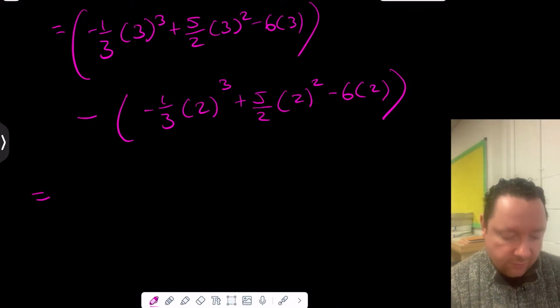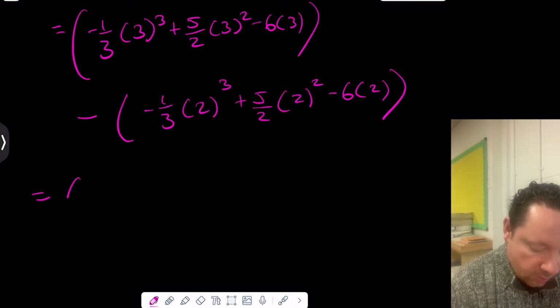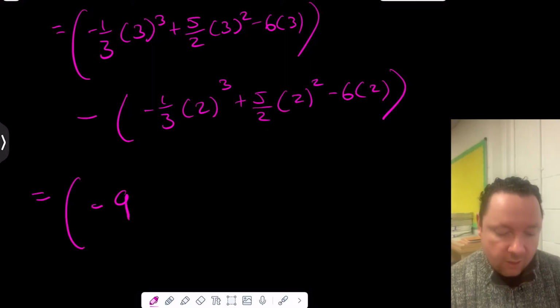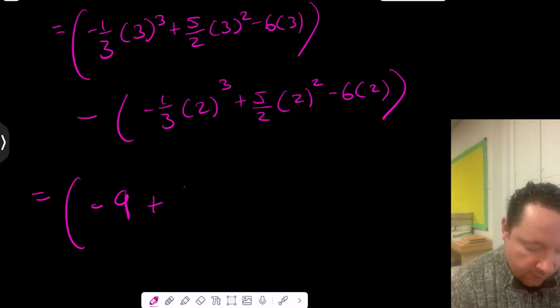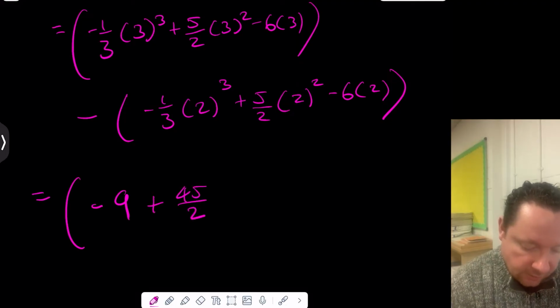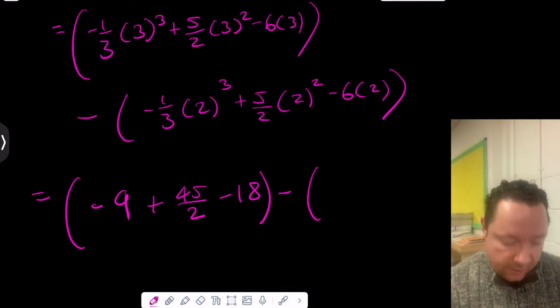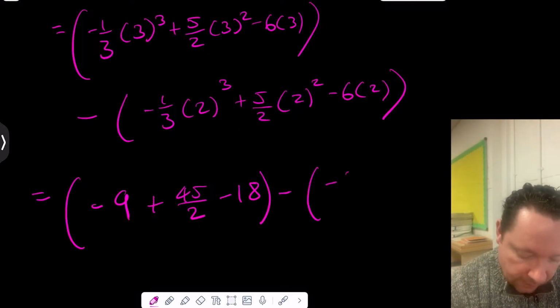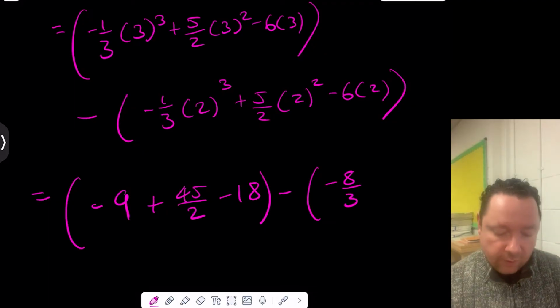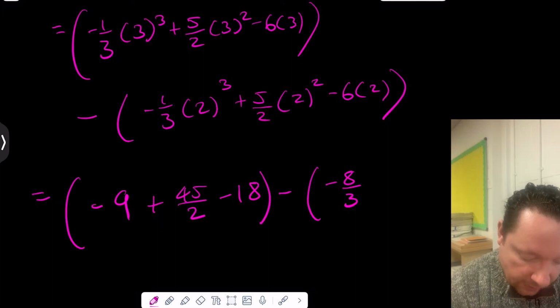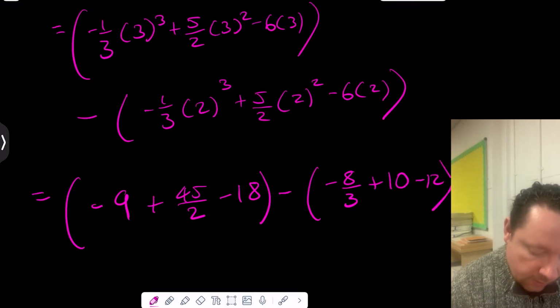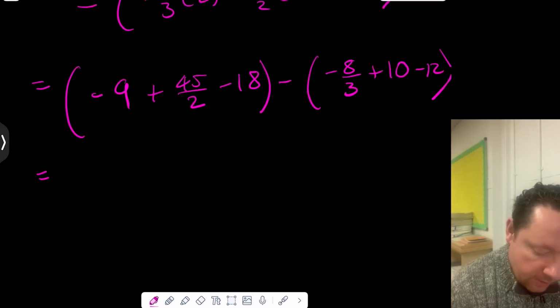3 cubed is 27 divided by 3 is 9. So our first bracket becomes minus 9 for the first number. 3 squared is 9, 5 nines is 45, so plus 45 over 2. 6 3s is 18, so minus 18. Take away 2 cubed is 8, so minus 8 thirds. 2 squared is 4, divided by 2 is 2, times 5 is 10, so plus 10, 6 2s is minus 12. Tidying that up as much as I can.